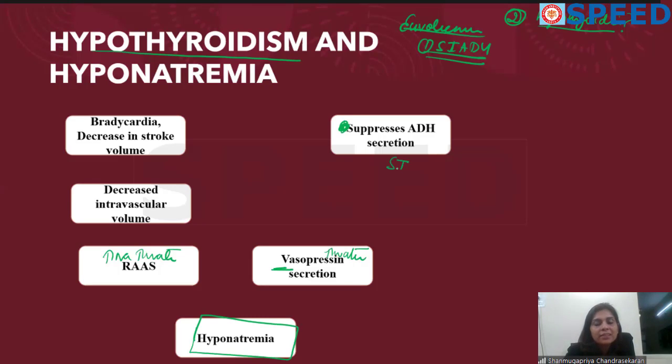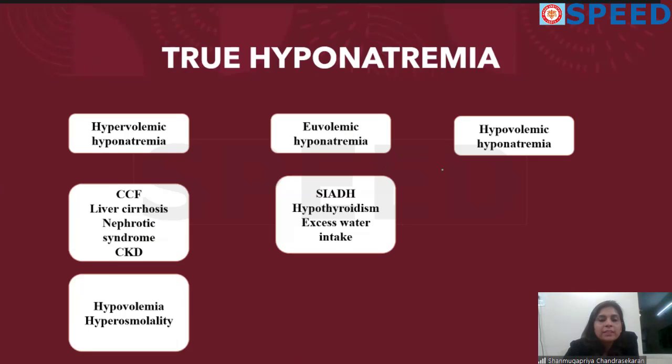It's more or less like SIADH. So it presents as euvolemic hyponatremia. So that's about euvolemic hyponatremia. Now about hypovolemic hyponatremia. Hypovolemic hyponatremia will be because of loss of body fluids from any source. Loss of body fluids from any source can be from vomiting.